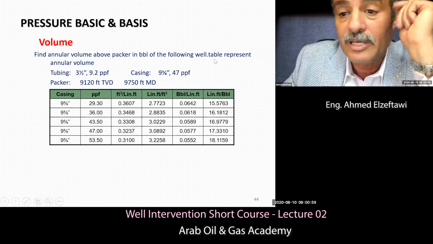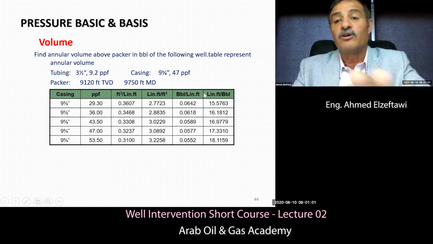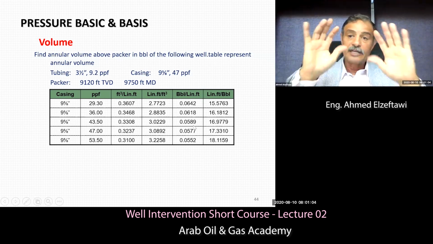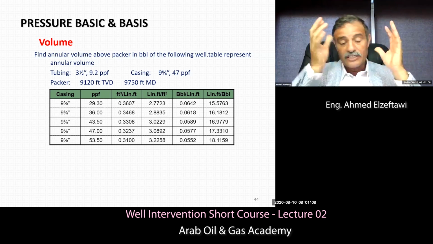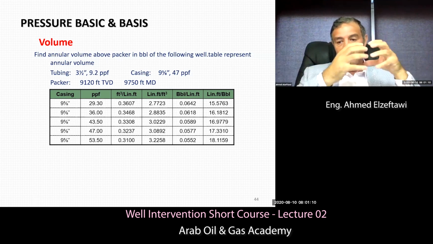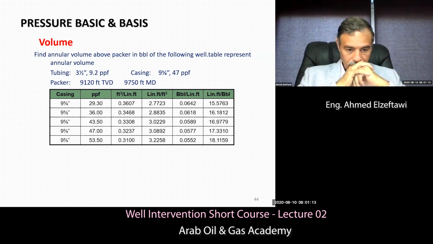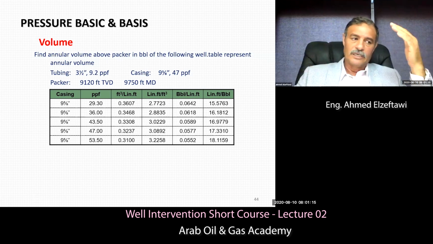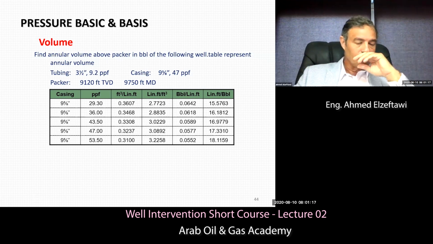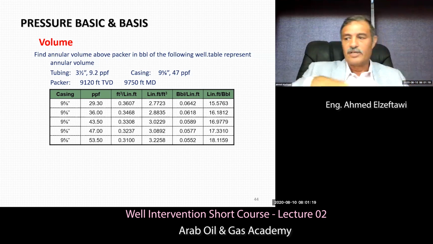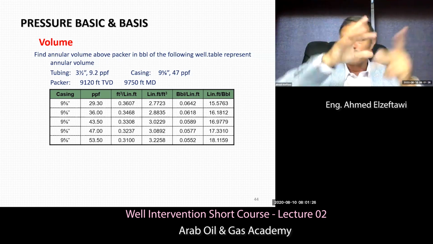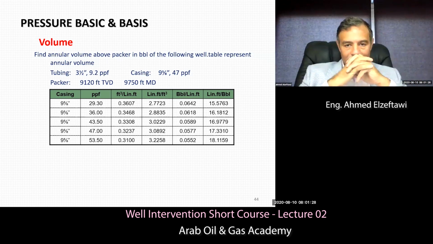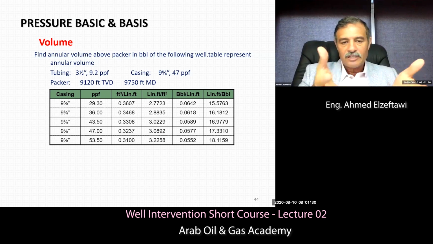He's telling me the table represents annular volume. This table is directly representing annular volume. You don't have to calculate it like the standards we have in the oil field books. We have a table representing production tubing data, and a table representing casing data, and to calculate the annular volume, you have to use formulas which have square roots and pi. Here I am giving it directly.